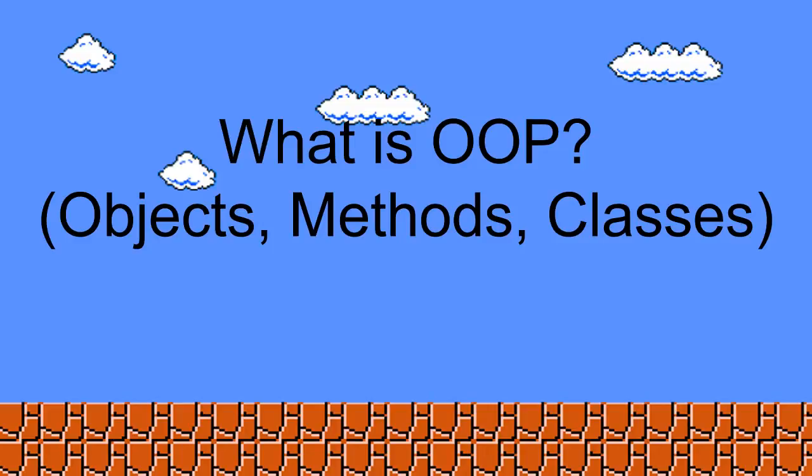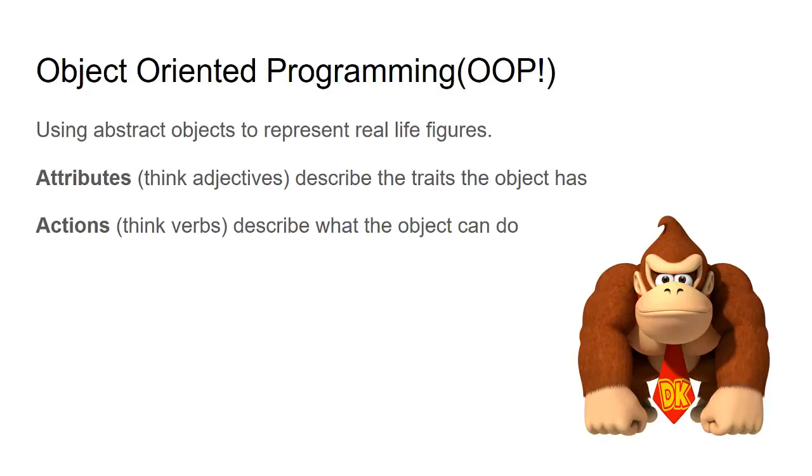Not poop, OOP. So really, what is OOP? Well, OOP is just an acronym for Object-Oriented Programming. And this is basically using abstract objects with abstract attributes and abstract behaviors to represent real objects with real attributes and real behaviors.